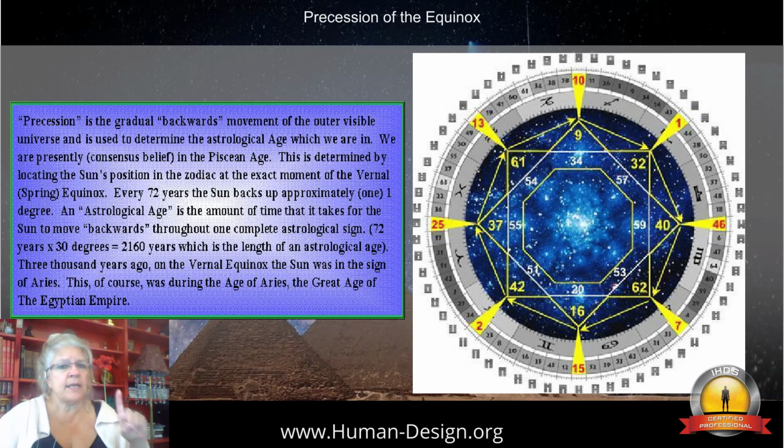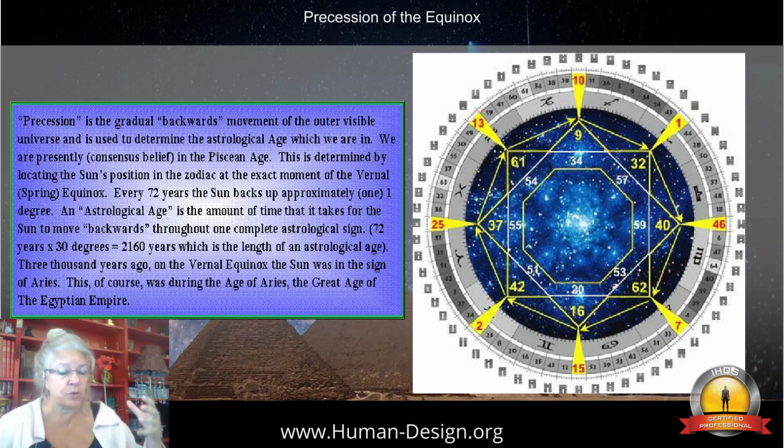And that's determined by the sun's position in the zodiac at the exact moment of the vernal spring equinox. So where the sun is on vernal equinox, which is the start of the astrological year, where it's at that equal point between winter and summer. Every 72 years, the sun backs up approximately 1 degree. Every 72 years, there's this movement.